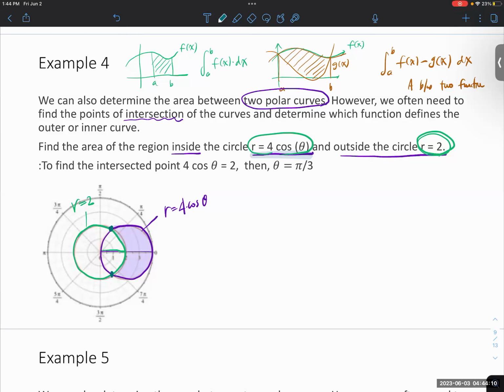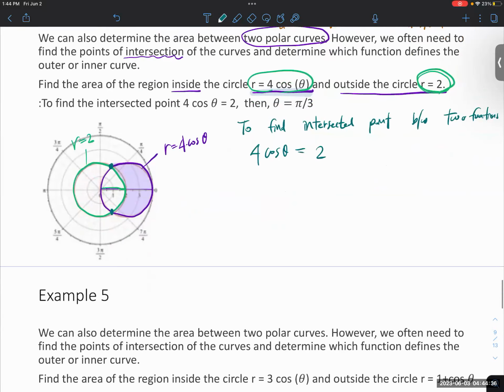To find the intersection point between the two functions, we make the two equations equal to each other. So for 4 cosine theta equal to 2, because both of them are r. Now, I'm going to divide by 4. So cosine theta, the 4 cancels, is 1 over 2. That's 2 over 4. So what is theta? It is cosine inverse of 1 over 2.